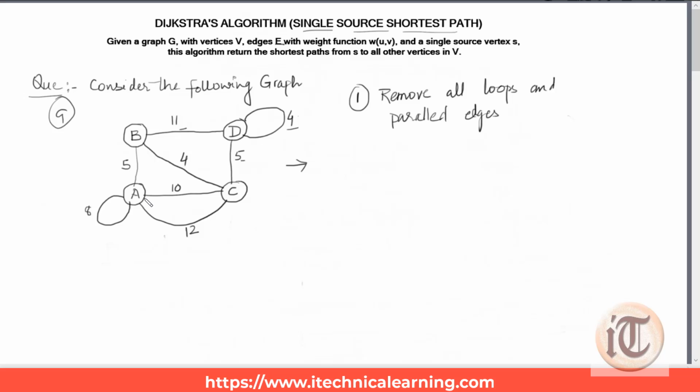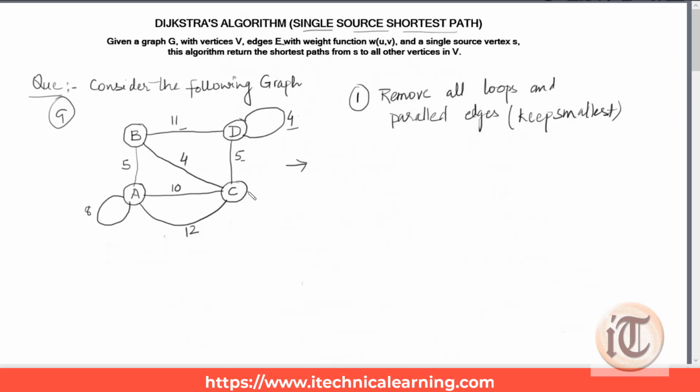So if you can see, from A to C we have two edges, with the cost or weight value 10 or 12. So between these we have to keep the smallest one. So I'm writing here: keep smallest.